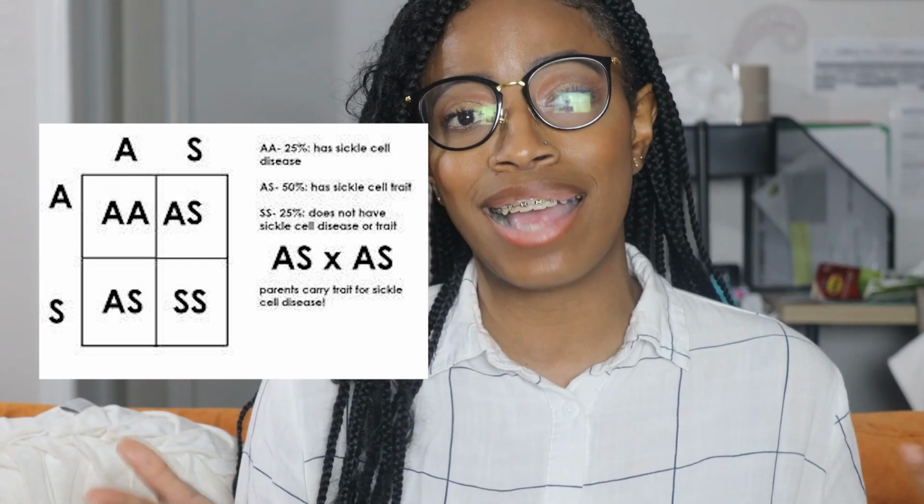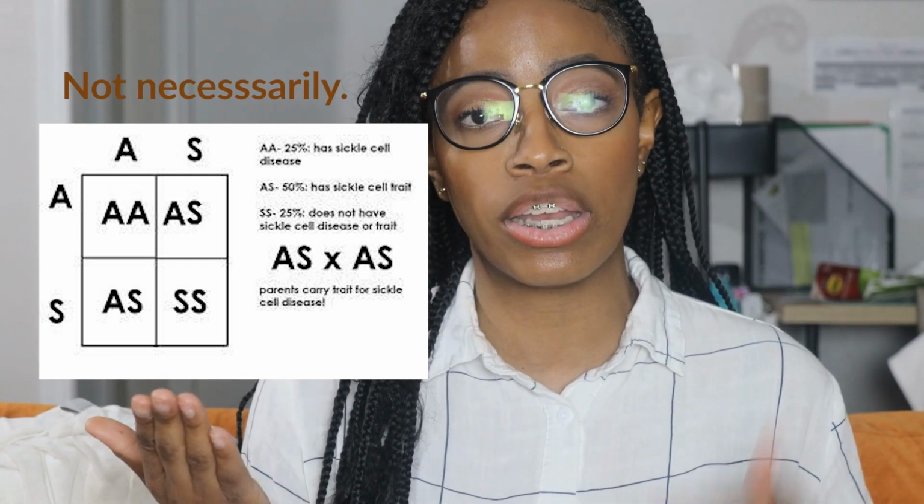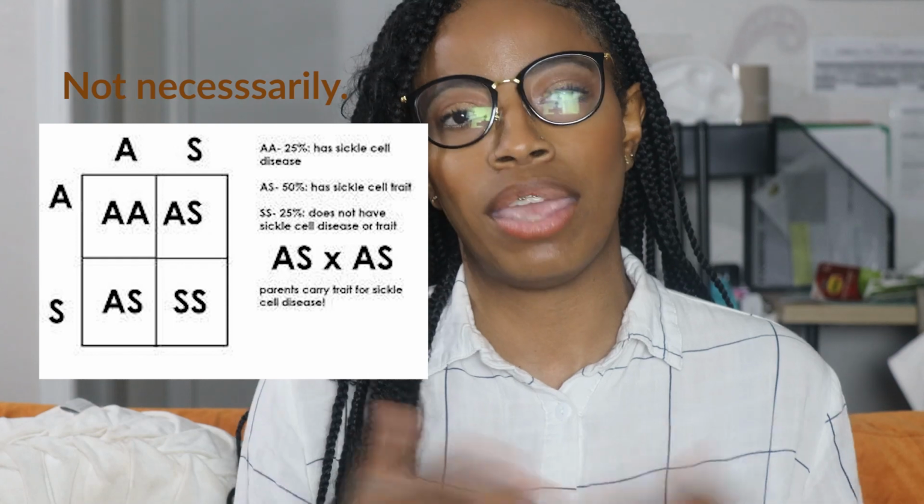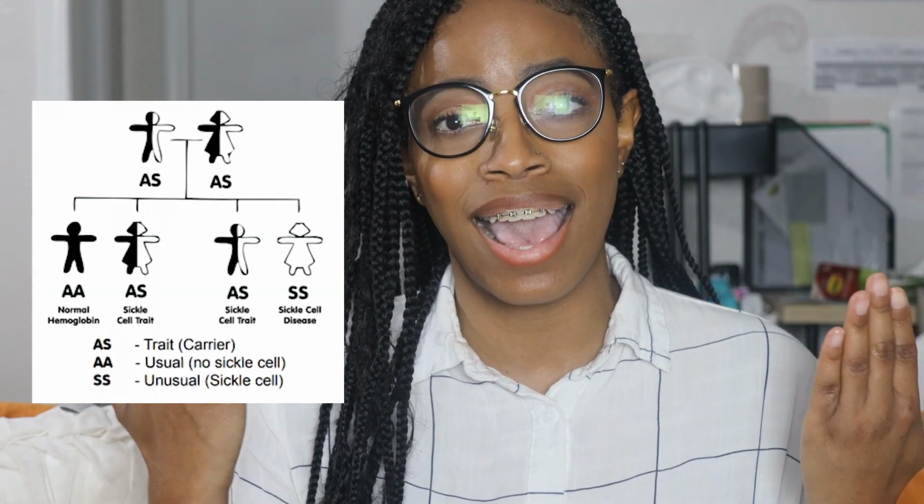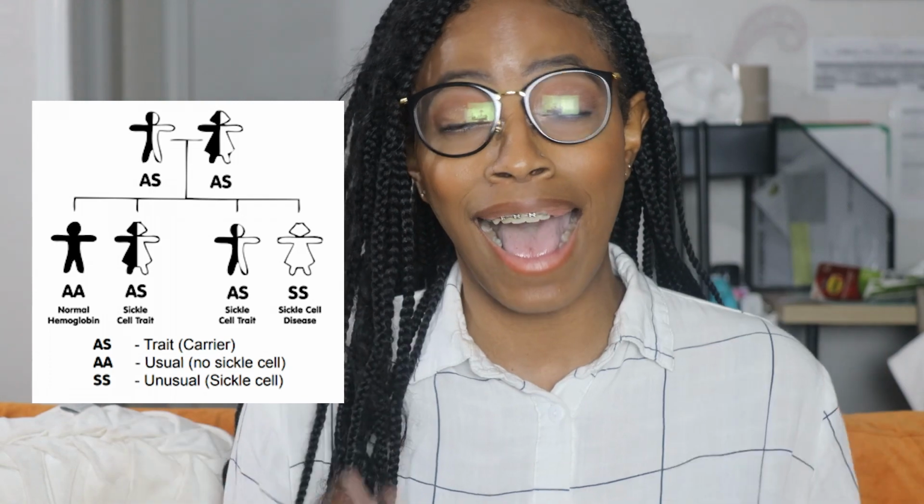So my mom had the disease, the full disease, which means that she had to have gotten the trait from both her mother and her father, and they made her, obviously. And then when my mom had me, she had the full disease. My dad has the trait, therefore I got sickle cell disease.